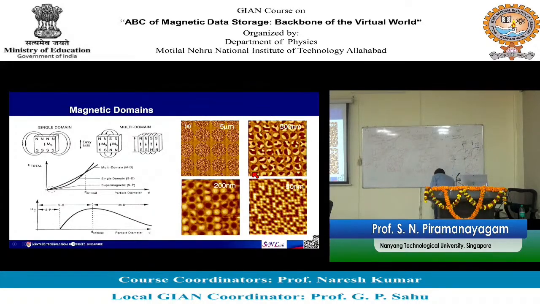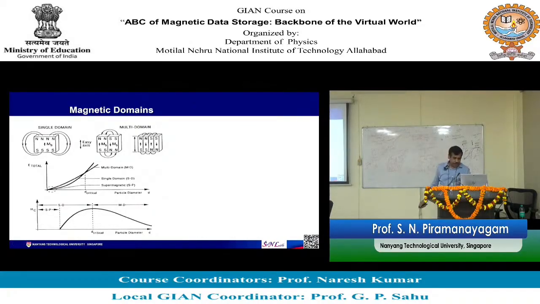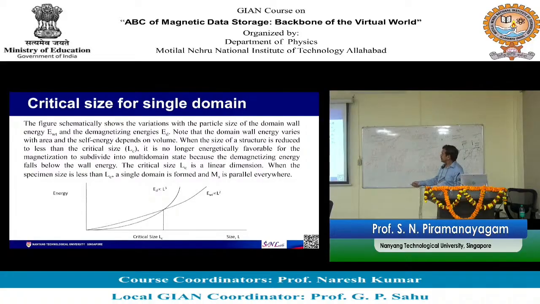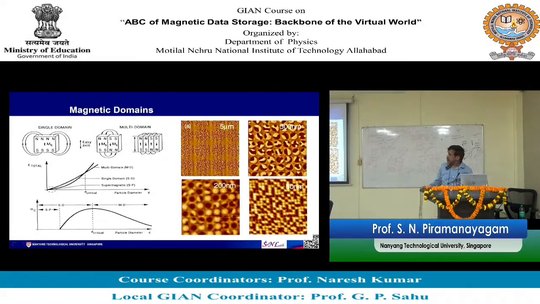Okay. So you learned that when the volume is very large, the magnetostatic energy is going to be large. So in that case, it is better to form domains. So the system forms many domains.